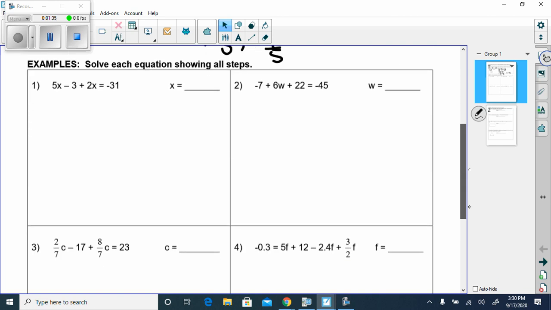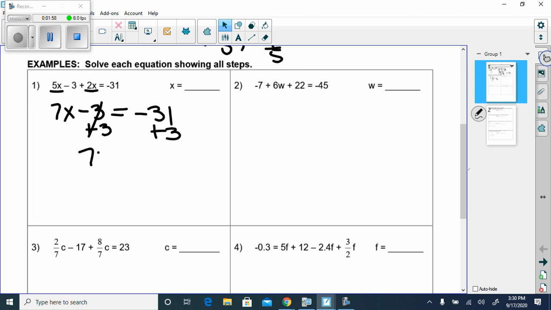On line number 1, what should I be combining on this one? Okay, and what am I going to get? Awesome. Okay, so I've got 7x minus 3 equals negative 31. So how would I solve that? Okay. All right. Awesome. You're on a roll today.